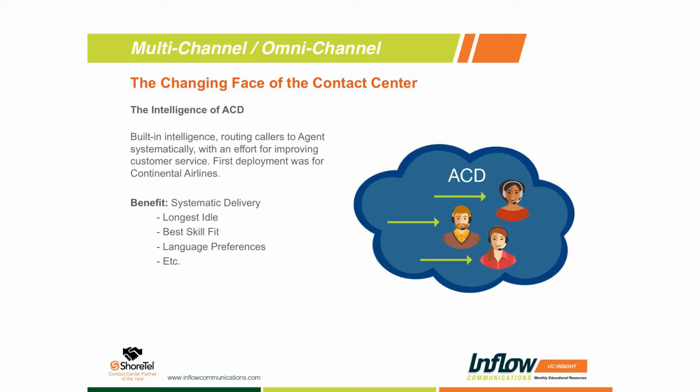Now, the benefits of having an ACD delivery system is a systematic delivery to individual agents, whether it was longest idle, which often cured the imbalance in workload on the floor. There was also the best skill fit, which we all know is: get me to an individual who is best suited to handle my particular inquiry, and this could be language preferences. There are such a variety of ways today, especially with technology, where you need a skilled, knowledgeable professional to handle your inquiry. But this all got its start in ACD, automatic call distribution.